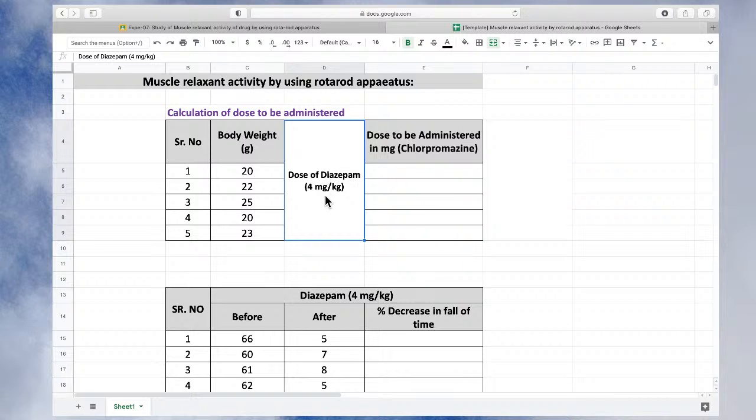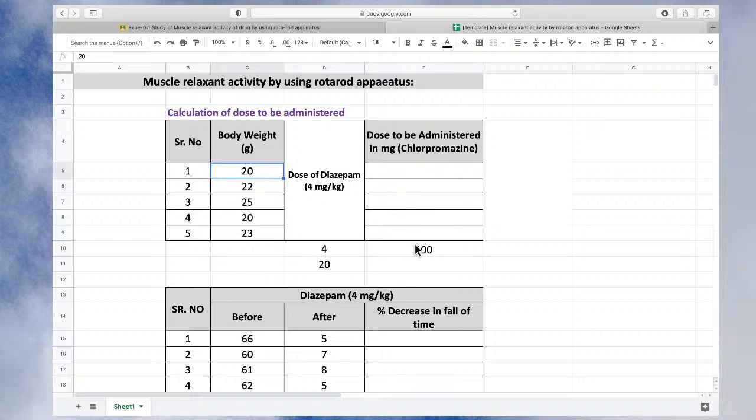The dose of diazepam that needs to be administered is 4 milligram per kg. So 1 kg means how much? It is 1000 gram. So you have to administer 4 milligram to 1000 gram. You need to calculate the dose for a 20 gram mouse. So the first reading is for a 20 gram mouse.